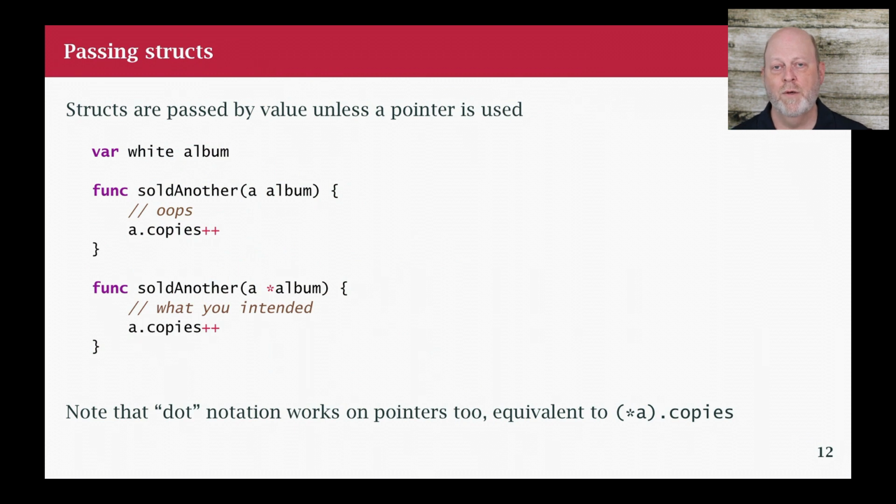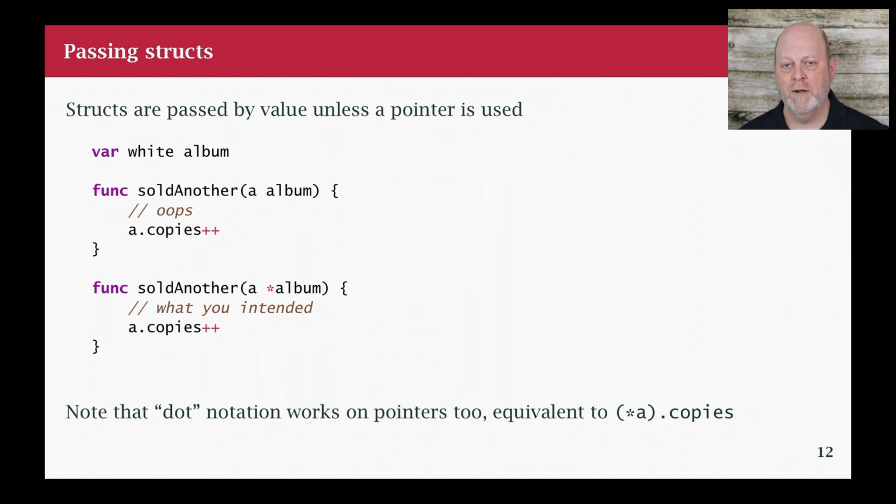Okay, so I want to show one other thing really quickly with this next slide, and that is, again, structs are copied. And that means when a struct is a parameter, it's also copied. Well, that's good up to a point, but let's suppose I've got this function soldAnother, and we pass it an album, and we want to increment the number of records sold. Okay, well this first example has got an oops, because I made a copy of the album, changed the copy, and when I'm done with the function, the original album didn't change.